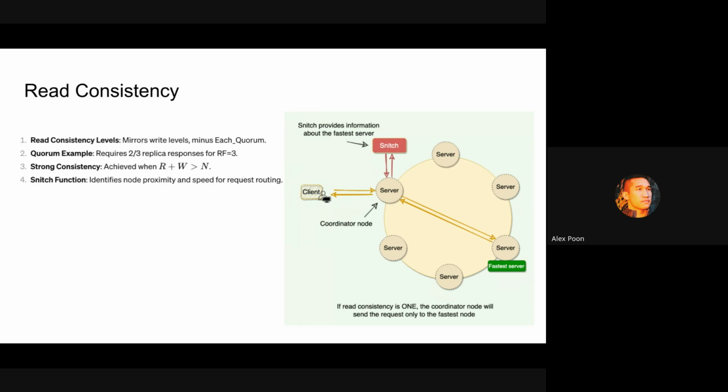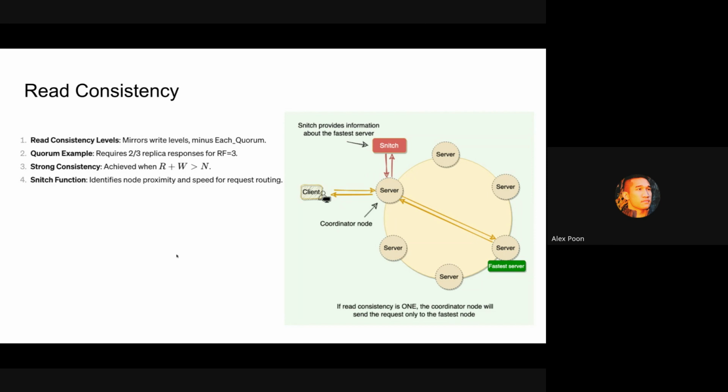Next, we'll talk about the snitch. The snitch is an application that determines the proximity of nodes within the ring and also tells which nodes are faster. Cassandra nodes use this information to route read and write requests effectively. We'll talk about this more in detail later.